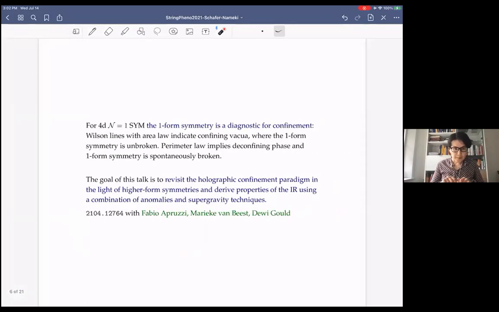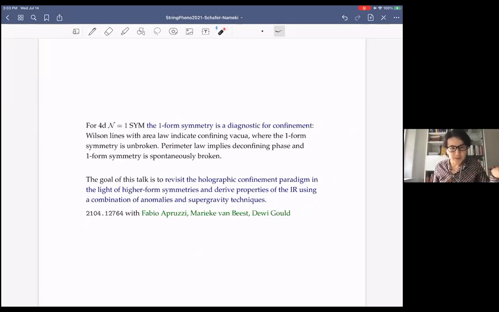So what's the paradigm that I'd like to discuss? It's something you all know very well. We look at 4-dimensional N=1 super Yang-Mills that has a one-form symmetry, and the one-form symmetry is really a diagnostic for confinement. If the Wilson lines have area law in the vacuum, the one-form symmetry is unbroken and the theory is confining. Likewise, if it has perimeter law, then the one-form symmetry is spontaneously broken and we're in a deconfining phase. The goal of this talk is to focus on the holographic realization of that.